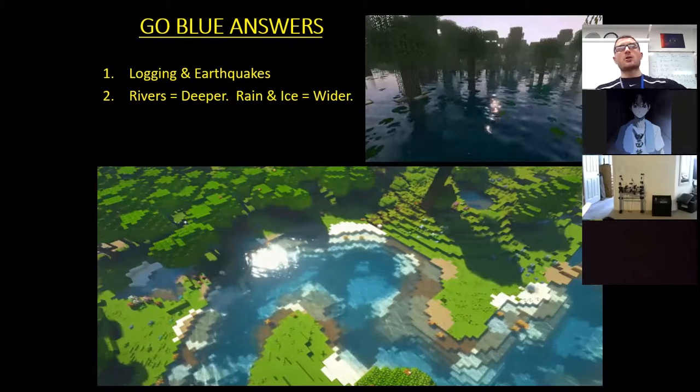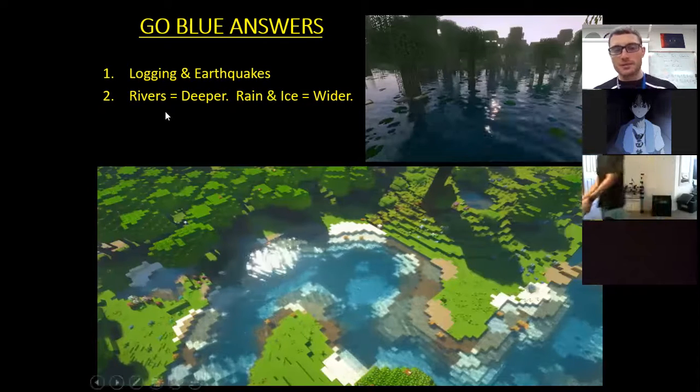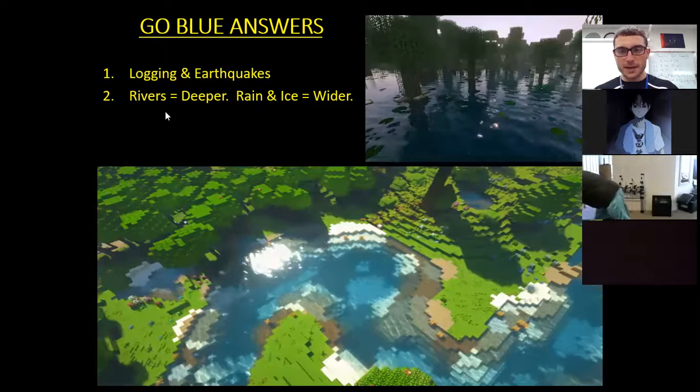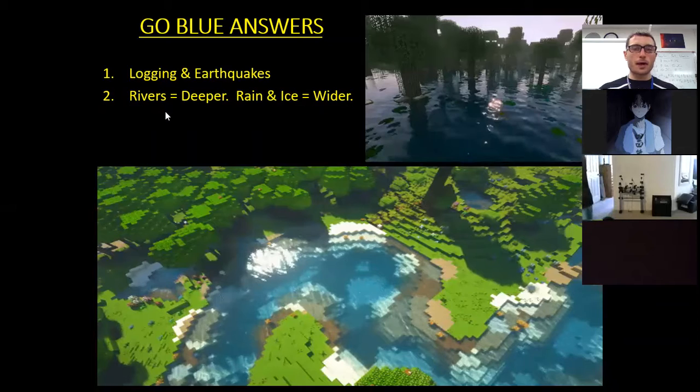For number 3, we had what makes V-shaped valleys, right? So we know U-shaped valleys. Let me pull up the chat here. Okay. Does anybody remember what kind of erosion makes U-shaped valleys? Anybody remember that?